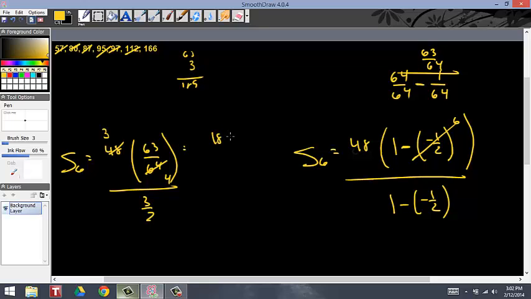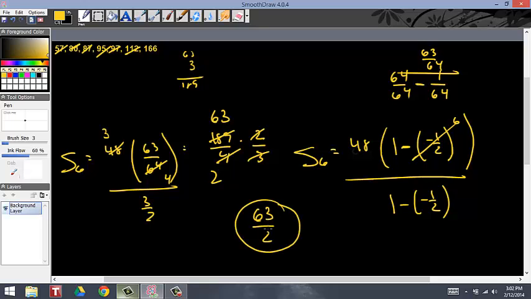189. 189 over 4 times 2 over 3. That's going to be a 2. Does 189 divide into 3? 17, 18. Yes, it does. So what's 189 divided by 3? 63? So 63 over 2 is your sum. That's a good problem. It's kind of cool.